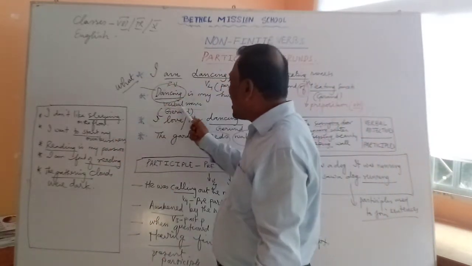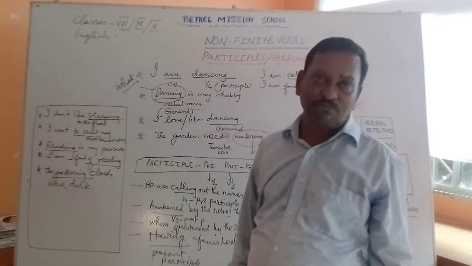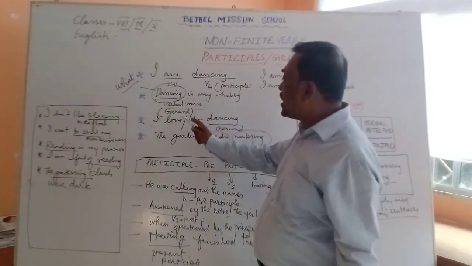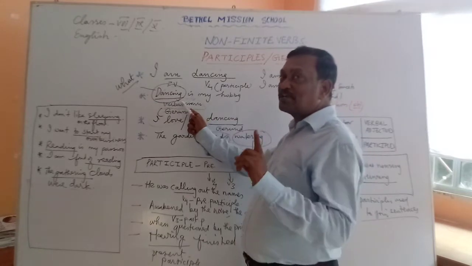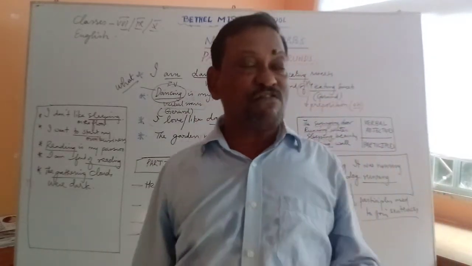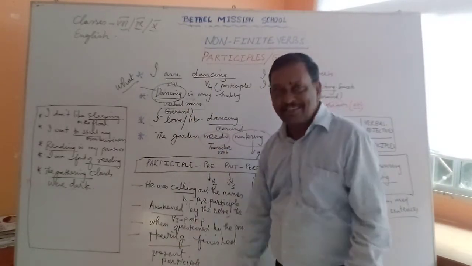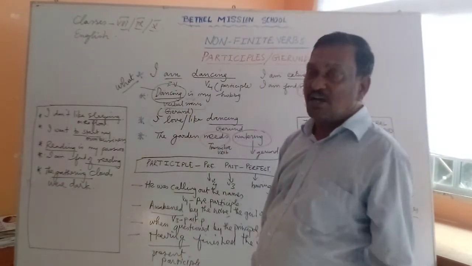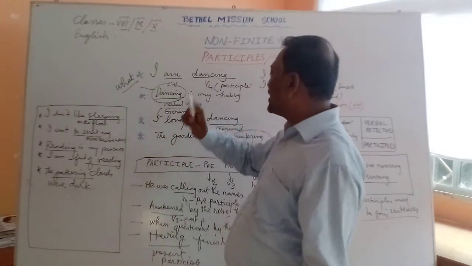So, they are gerunds. So, when the ing form of the participle occurs as a subject of a sentence, you can be definitely sure that it is a gerund. A participle working as a gerund.